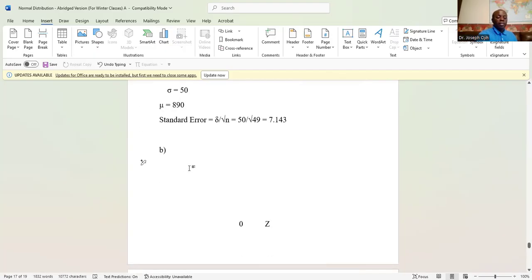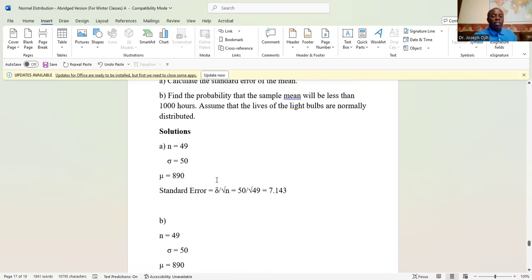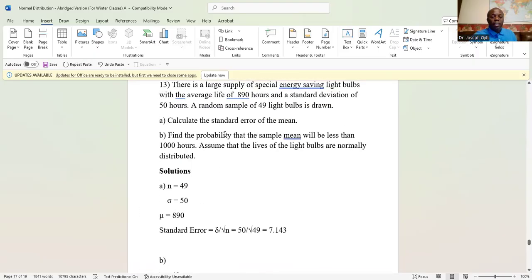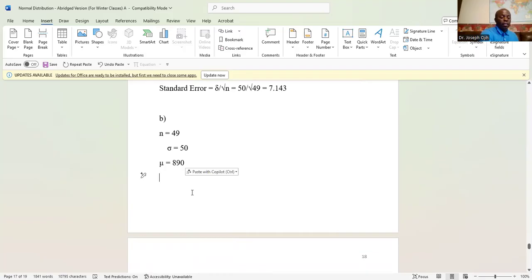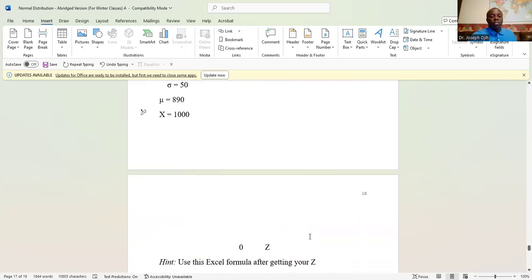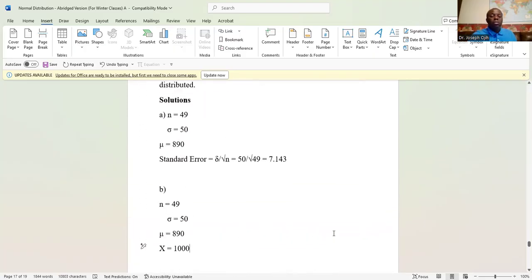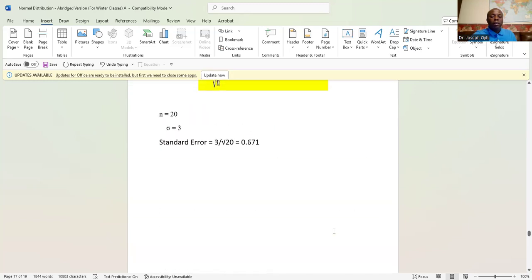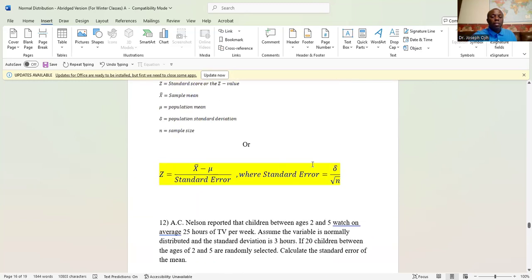I'm going to list them here before I start drawing this chart. It says, after that, find the probability that the sample mean will be less than 1000 hours. So our X equals 1000 hours. You have to transform this X to a Z before you can draw the chart. The formula to use, like I said, is this one right here. So I'm going to just copy it.